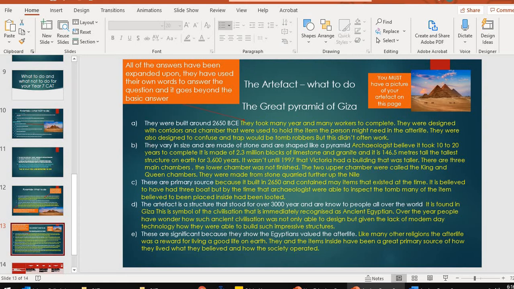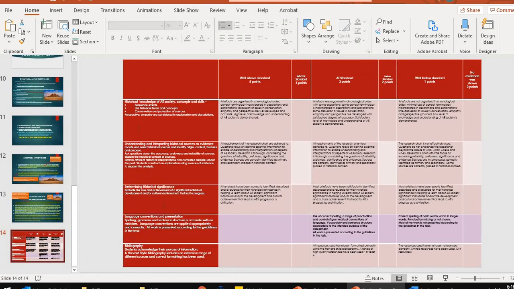So an artifact is a structure. This artifact is a structure that has stood for over 3,000 years and known to people all over the world. Where is it found? And that was something that was missed in the last question. Why are people drawn to it? Things like that. And why is it significant? And then this is the rubric.